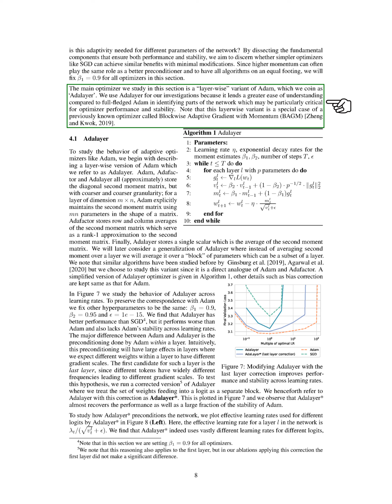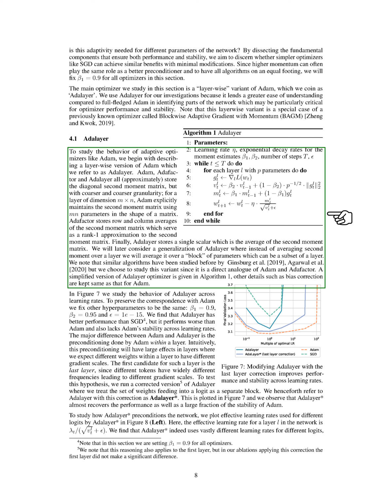Section: Adalayer. In this section, we explore the behavior of adaptive optimizers like Adam by introducing a layer-wise version called Adalayer. Adalayer, along with Adam and Adafactor, stores information about the second moment matrix but with varying levels of detail.